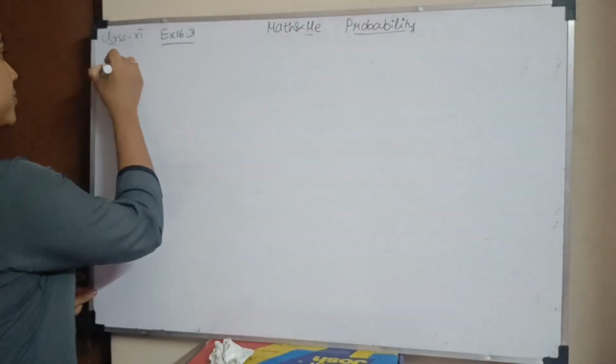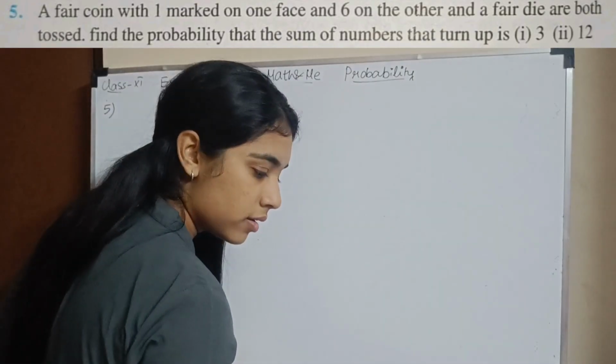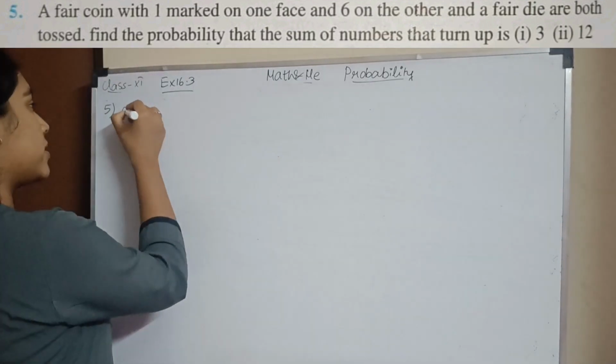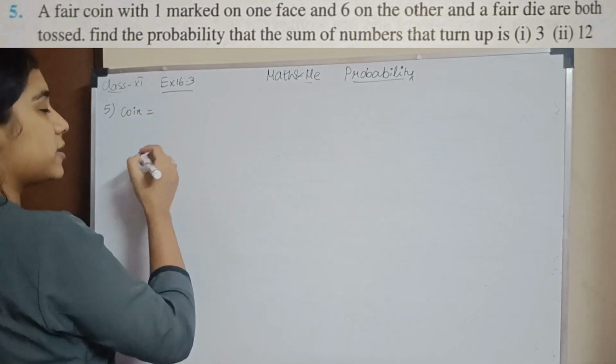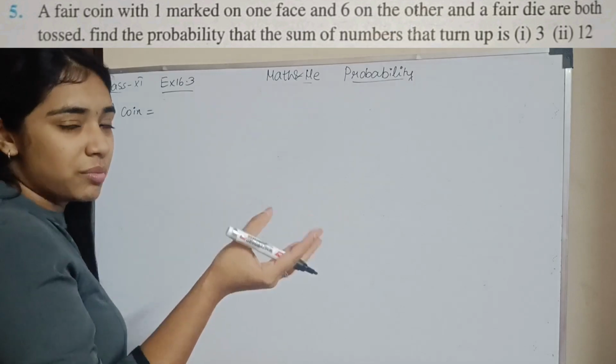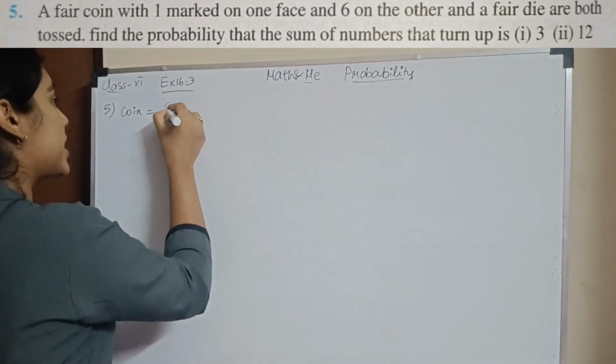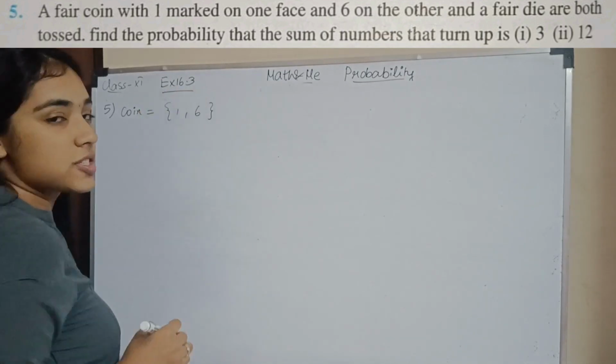Question number 5. A fair coin with 1 marked on one face and 6 marked on the other. So now there is a coin, and on one face it has 1. So like head and tail, it has 1 on one side and 6 on the other side. Okay? So on one side there is 1, on the other side there is 6. So, this is your sample space.